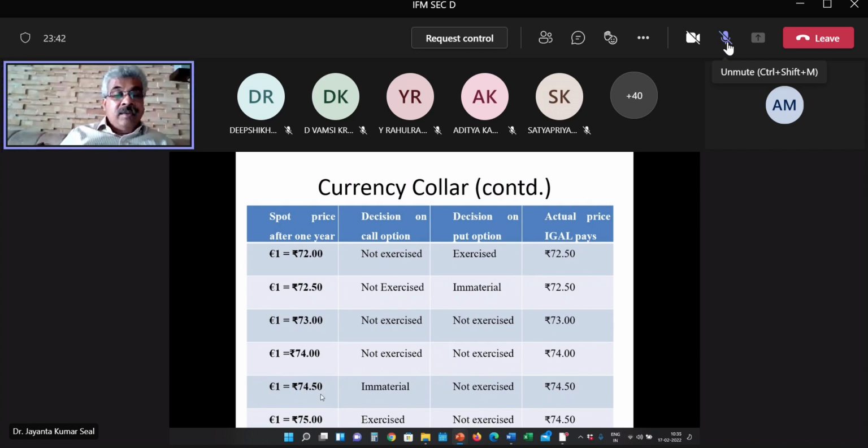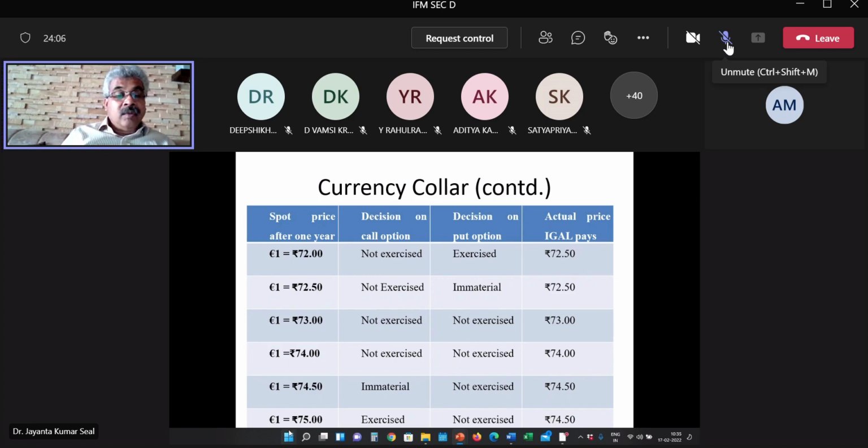If it is 74.5, Indigo's decision is immaterial. Why? If Indigo exercises his right, it can buy at 74.5. If it does not exercise his right, it can buy from the market at 74.5. His decision is immaterial. What about the put option? He does not exercise. So Indigo has to buy at 74.5.